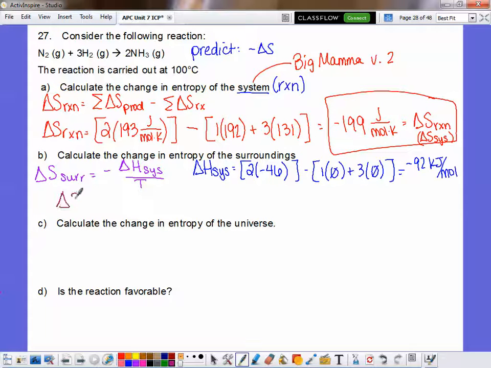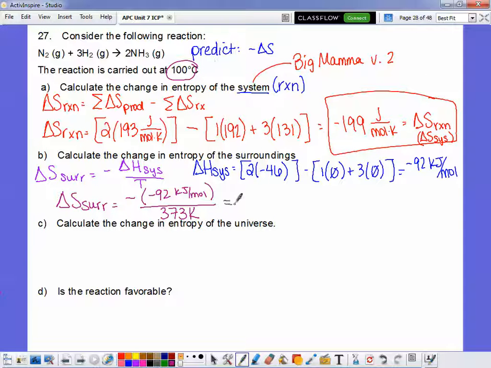And now we plug that in here for delta S of the surroundings. So negative 92 kilojoules per mole over, what's our temperature in Kelvin? 373. Because we have 100 degrees Celsius, so you add 273 to it. And we're going to imagine that that 100 degrees Celsius has 3 sig figs. All right, so when you do that math, what do you get? 0.25, yes, 0.25, and our units are kilojoules per Kelvin mole. And that is delta S of our surroundings.